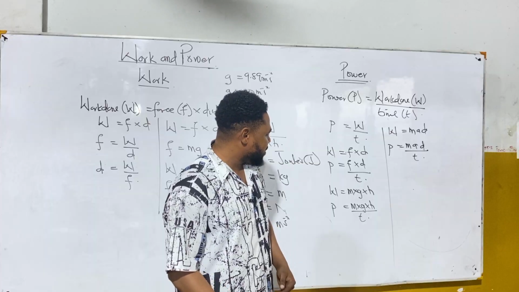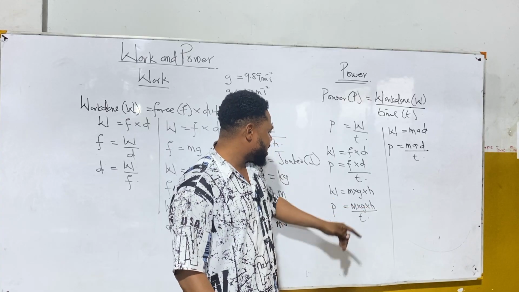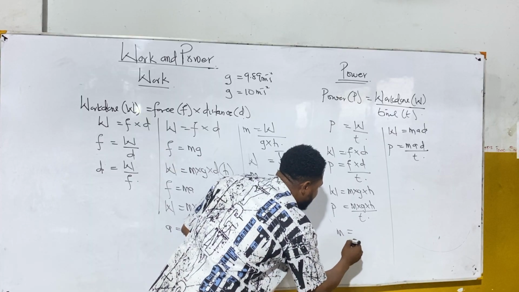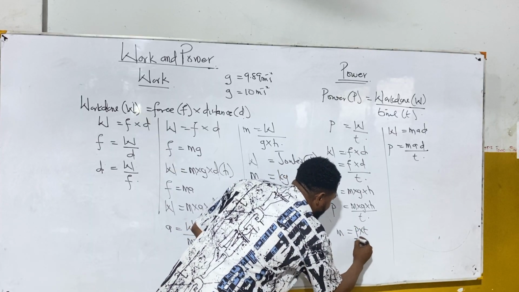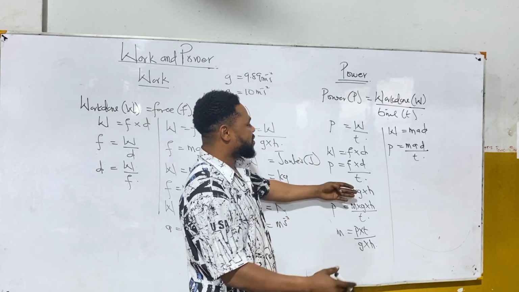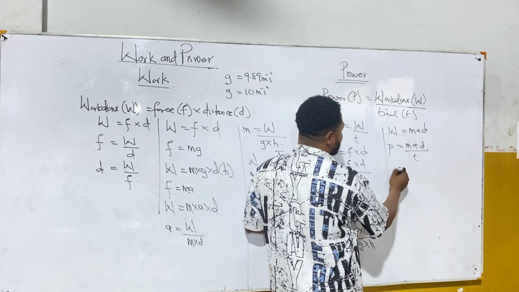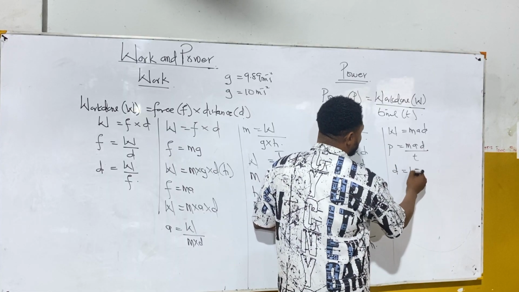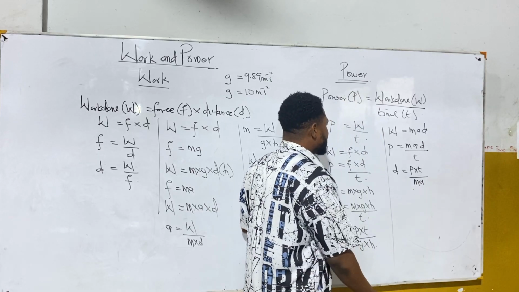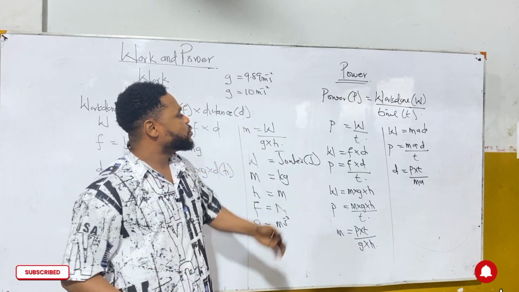Now, a question can be given. We can give you power, time, gravity, and height, and you can be asked to make mass the subject. In that case, the mass of the body will be equal to power times time over gravity times height. So we can do change of subject from this angle. We can also be asked to find the distance moved by the body. The distance is equal to power times time over mass times acceleration. So these are some of the formulas that we can have. Let's see how we can use these formulas to do some calculations.